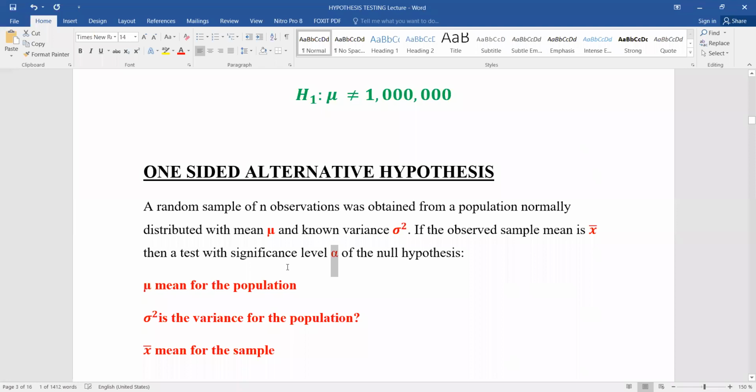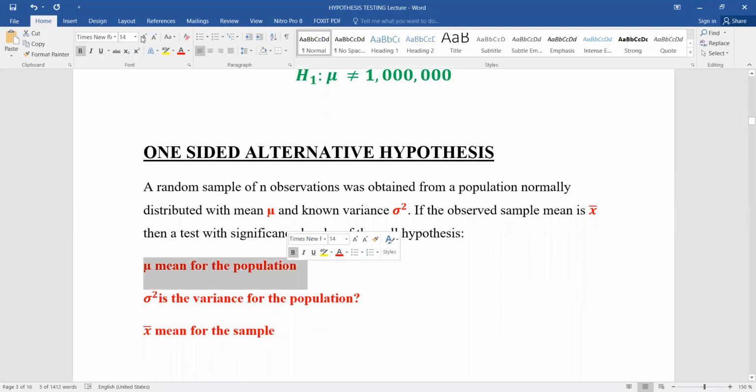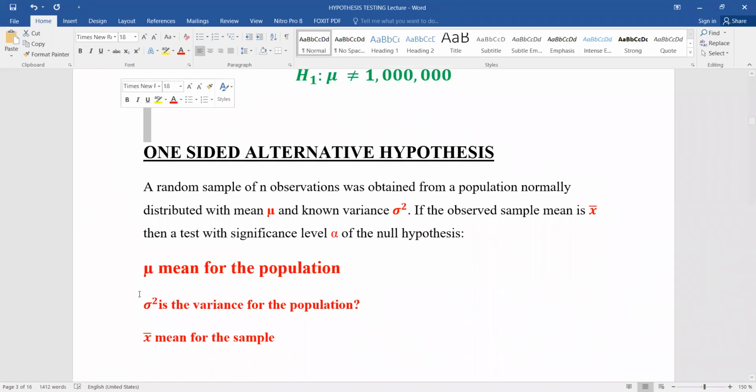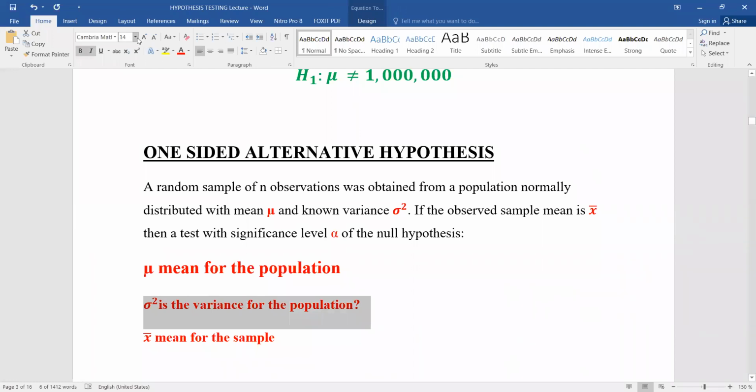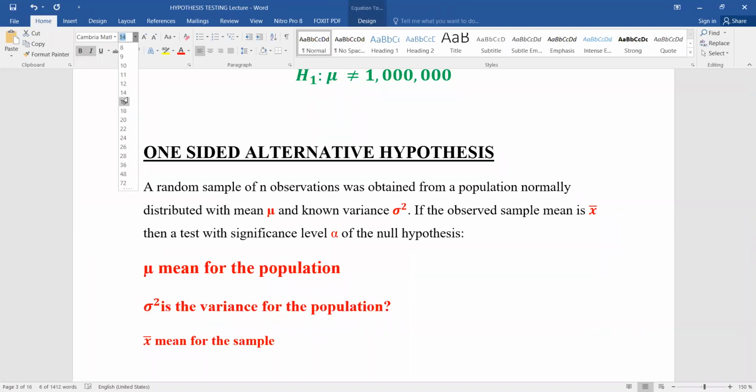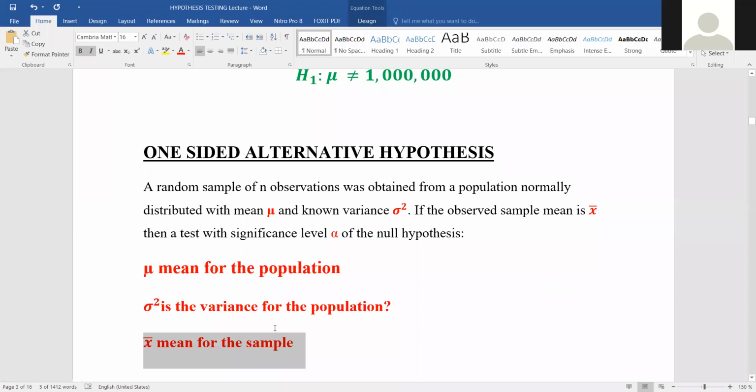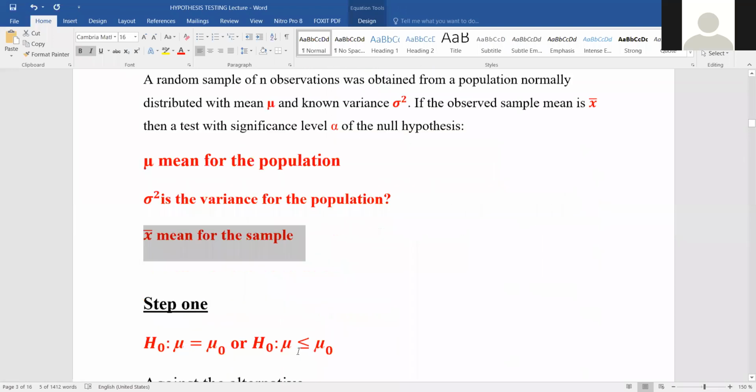The mean for the population is what we call mu. Then the sigma for the population is what we call the variance of the population, while x bar is the mean for the sample.